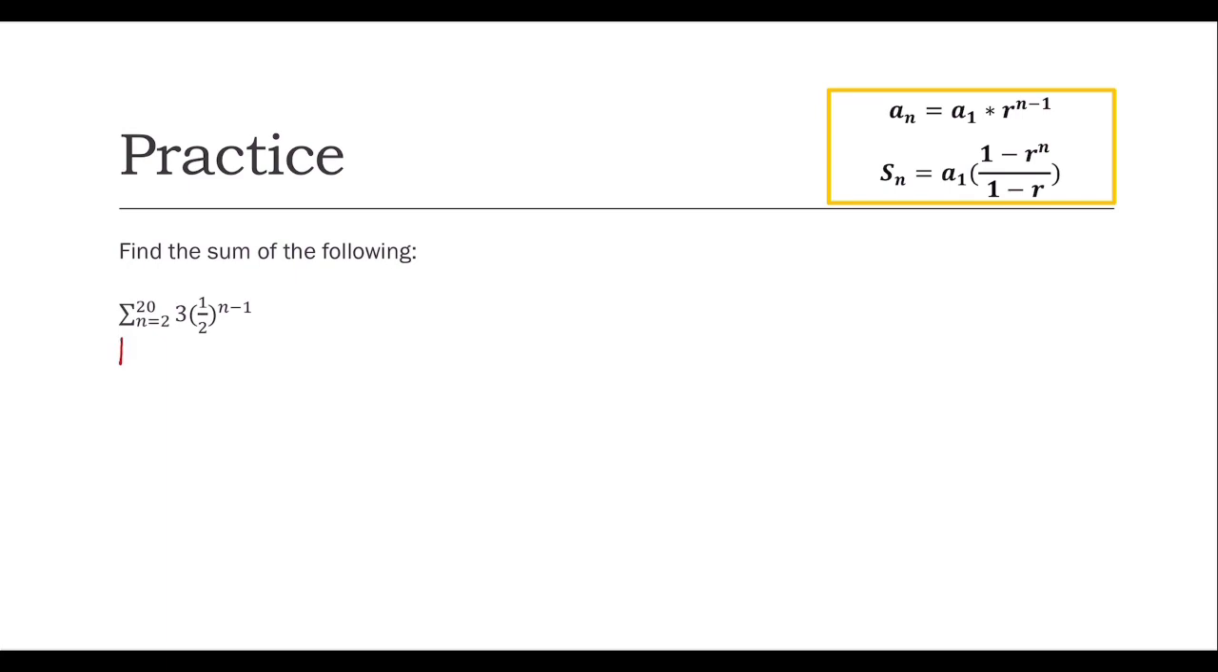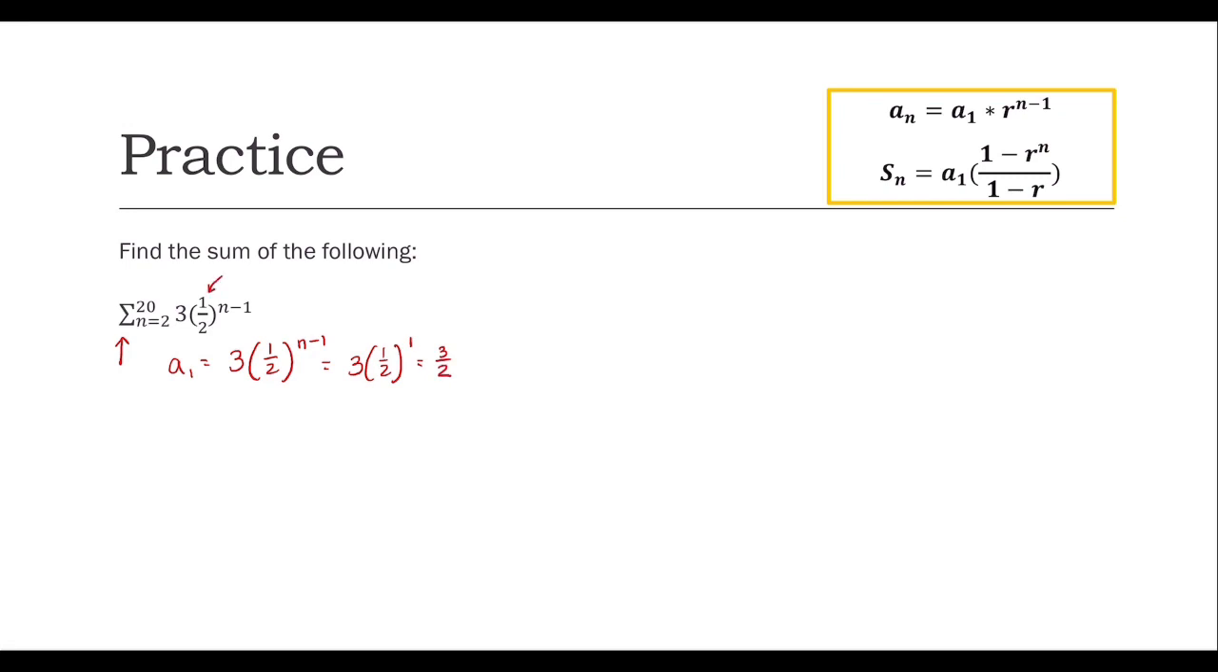So here we have our summation notation, where we're doing a sum from n equals 2 to n equals 20. To find your first term, your a sub 1, we're going to plug in 2 for n. So it's going to be 3 times 1/2 to the n minus 1. So it's not actually a sub 1, it's going to be a sub 2, but this will be our first term for our sum. So we'll plug in 2: 3 times 1/2 to the 2 minus 1, so to the first. So it's 3 times 1/2, which is 3/2.